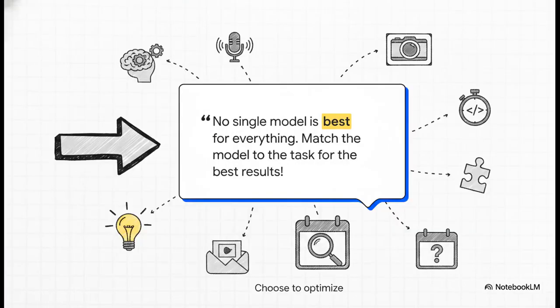Which brings us full circle right back to our golden rule from this explainer. No single model is best for everything. Match the model to the task for the best results. You have the roadmap now. You know exactly which tool dominates which category. So my final question to you is this. Looking at your own calendar right now, which exact task are you going to optimize first today?